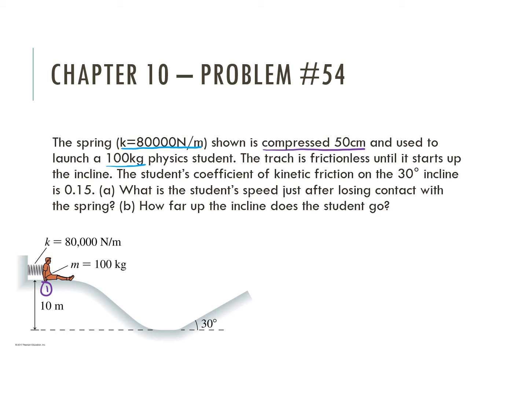The track is frictionless until it starts up the incline. So the way that I like to make sure that I keep track of friction correctly is I like to draw this little squiggly line that indicates that this is where friction is. Everywhere else is going to be nice, smooth, and ideal. I have an angle of 30 degrees for my incline, and I have my coefficient of kinetic friction as 0.15. So my first point I've already marked as my student compressing the spring because I was given an unknown for that.